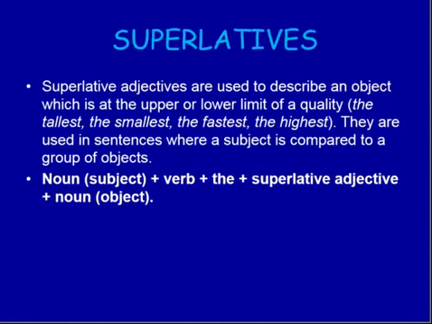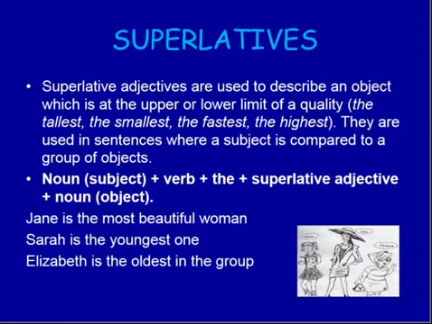Look at the structure. Noun plus verb plus the plus superlative adjective plus object. Look at the example. Jane is the most beautiful woman. There are more than two. Look at the picture. There are more than two people. That is why we have to use the superlative. Jane is the most beautiful woman.